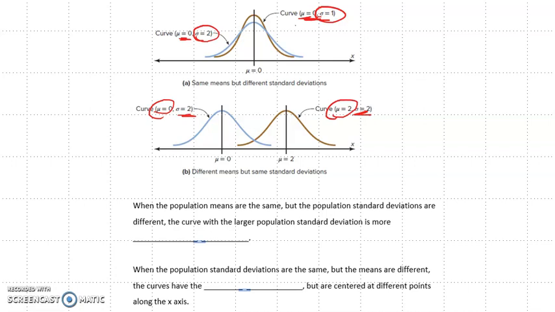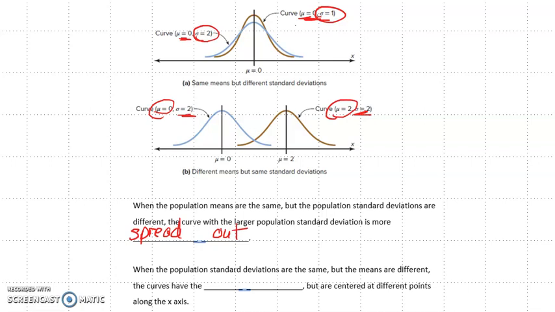So to fill in our blanks, when the population means are the same, that's going back up to the first graph, but the population standard deviations are different, the curve with the larger population standard deviation is more, and we're going to fill it in with something fairly simple here. I'm just going to say it's more spread out. Because remember, standard deviation measures the spread of the distribution.